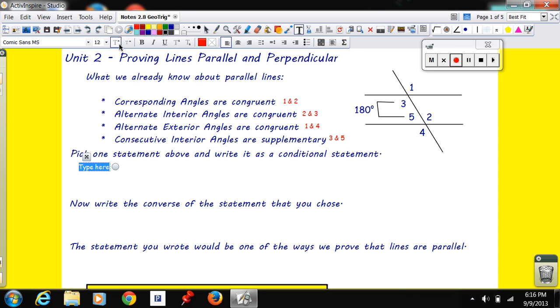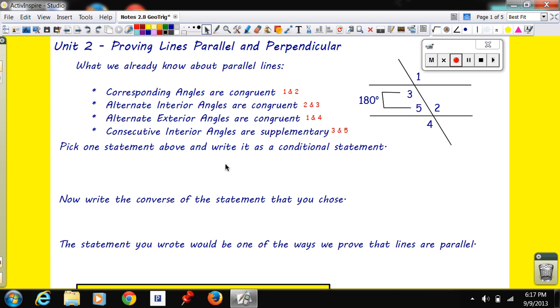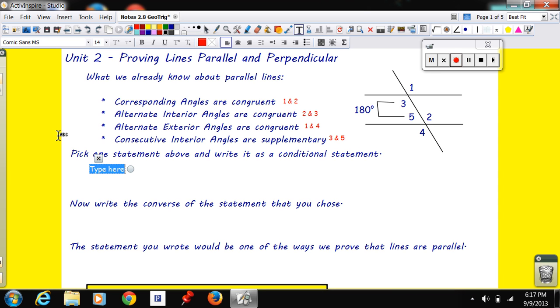So here is the statement. Let's go ahead and do it in red. We'll make it a little bigger. Okay, let's make a conditional statement, so it's got to have if-then. If alternate interior angles are congruent, then the lines are parallel. Wait, that's not the conditional I want. So hold on a second. Redo. Sorry, hopefully you used pencil.